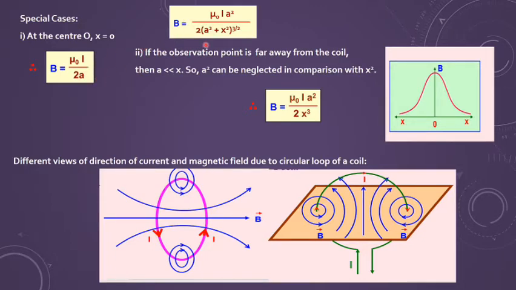Second case, if the observation point is far away from the coil, it means x is very large as compared to the radius of the coil, or I can say a is very small than x. So in the denominator, a square can be neglected in comparison to x square, but of course in the numerator it will remain as such. So I will get the magnetic field B equals mu naught I a square upon 2x cube. So this is the formula. And of course if you do the graph plotting for the magnetic field with the distance, this is the shape of the graph which we are getting.